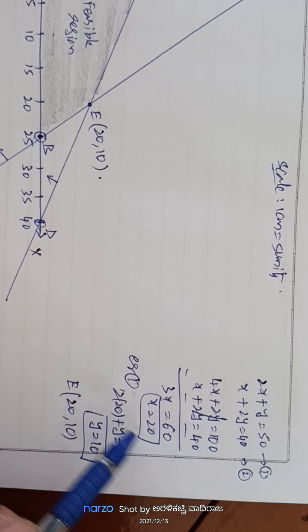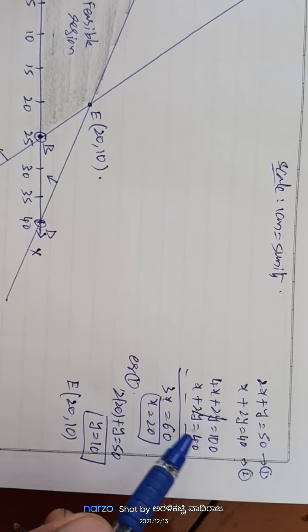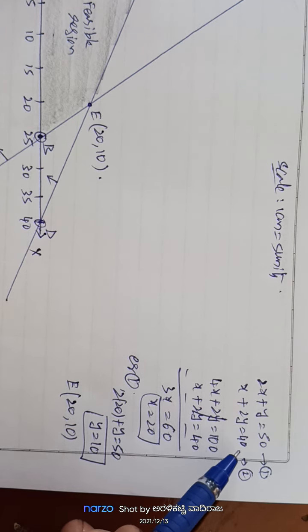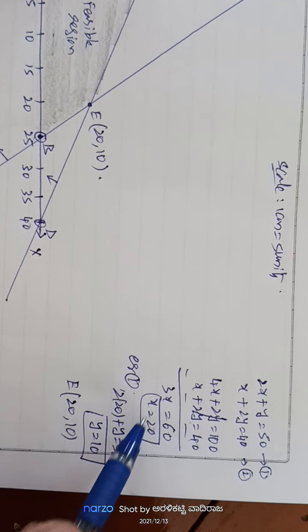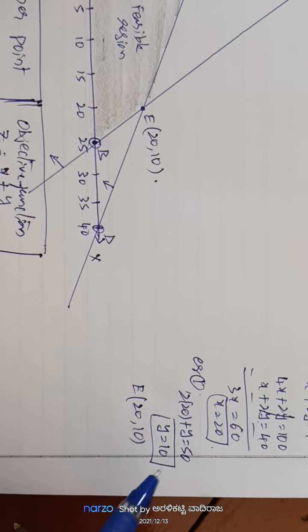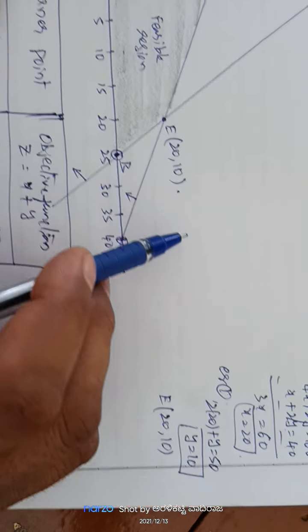Multiply equation 1 by 2. You will get 4x plus 2y equals 100. Second equation as it is. Solving, you will get x equals 20 and y equals 10. Therefore E point is 20, 10.